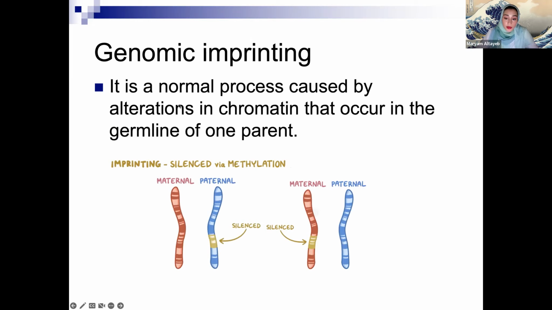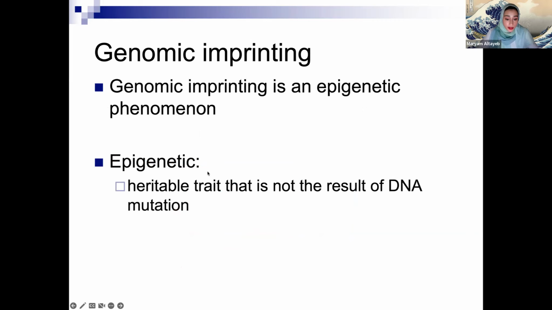Okay, so it's a normal process caused by alterations in chromatin that occur in the germline of one parent. So this is, for example, our maternal allele and our paternal allele. And some of the paternal genes are silenced, and some of the maternal genes are silenced, and that's why disease manifests differently. But remember, this is a normal process. This does apply to the way we look at disease and the way we analyze it, definitely. But just remember that genomic imprinting is normal, and they can definitely ask you about that in an MCQ. Okay, so just keep that in mind.